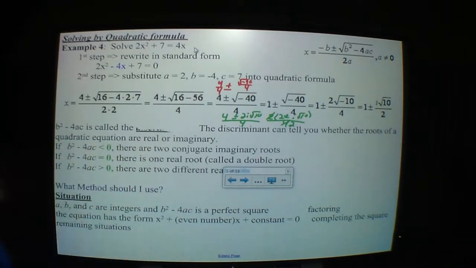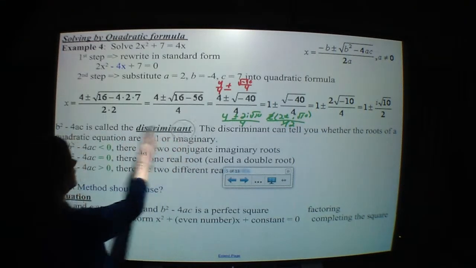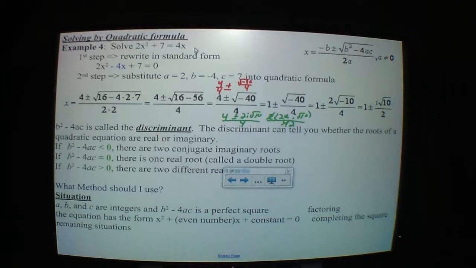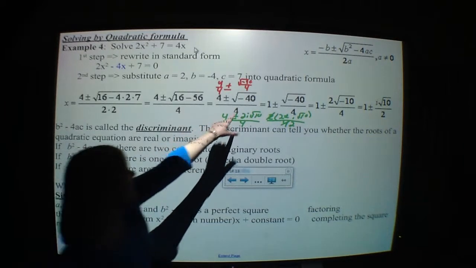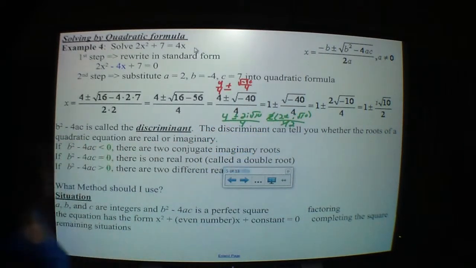Okay? What is under the radical, the b squared minus 4ac? That is called the discriminant. And the discriminant can tell you something about the roots. If the discriminant is a negative number, like this, it's negative, you'll have two conjugate imaginary roots.